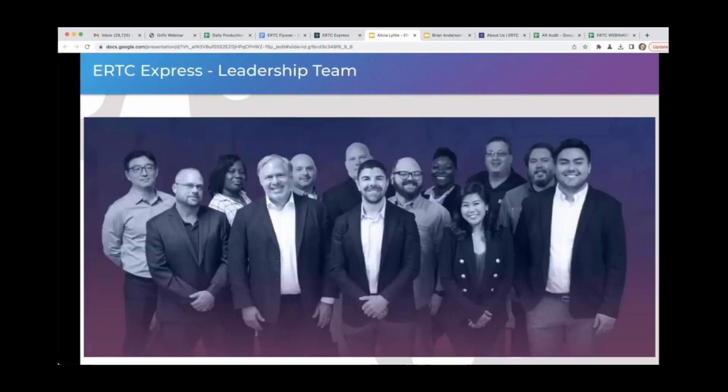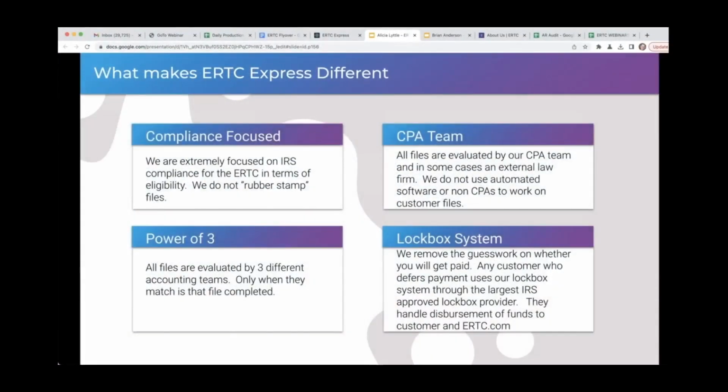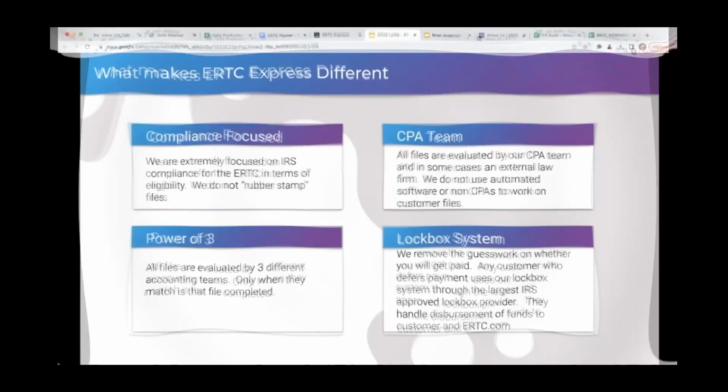Here's some of the team. You'll see myself kind of left center. In the middle is our CEO, John Sousa. We focus on compliance. We're not going to rubber stamp a business just to make money. I have no involvement in whether a company's qualified or not. All our files are evaluated by CPAs. And that's important. If you don't live in the US, it's like a chartered financial accountant in the UK or in other parts of the world. This is the highest level accounting designation, and these are experts that are allowed to practice before the Internal Revenue Service in America.